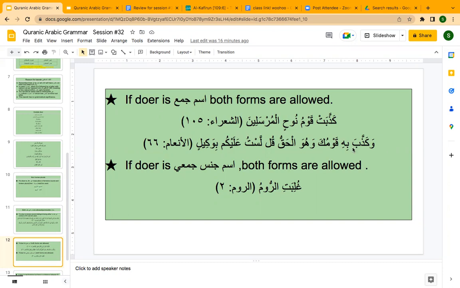Yes, it is an outside doer. Yes, it's an outside doer for kazzaba. Your people didn't belie him. Okay? I hope this is clear.